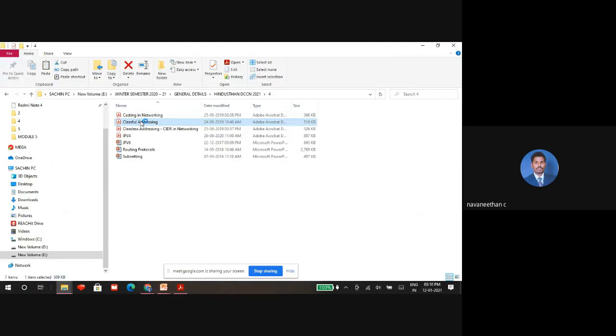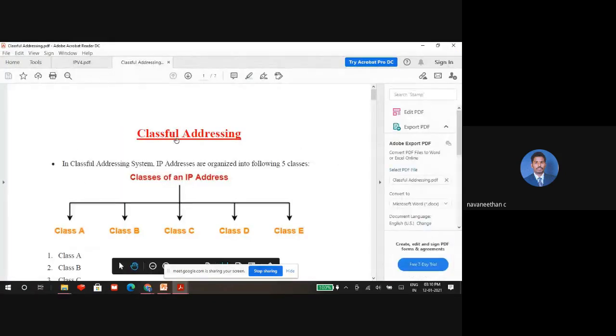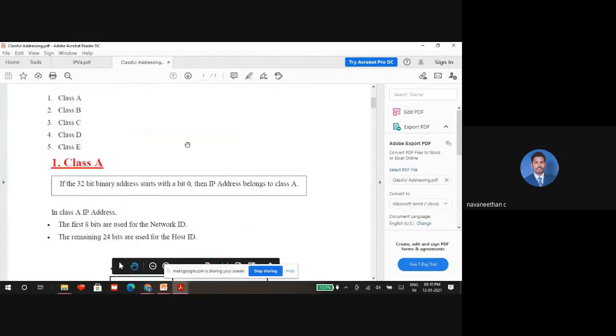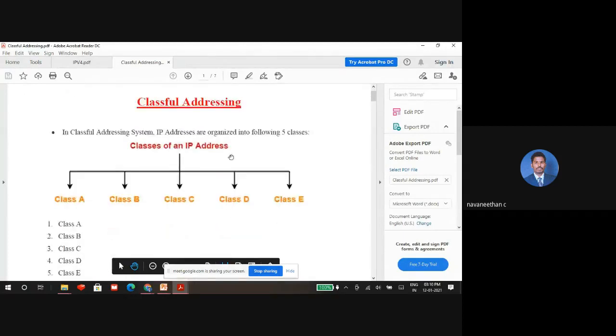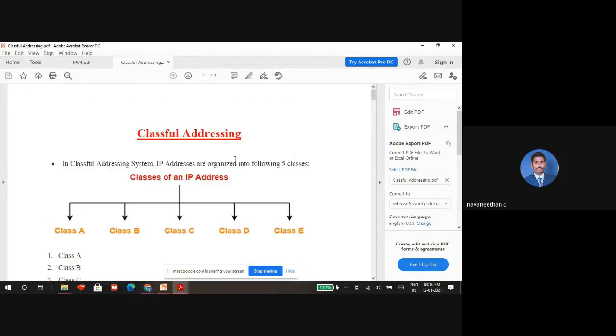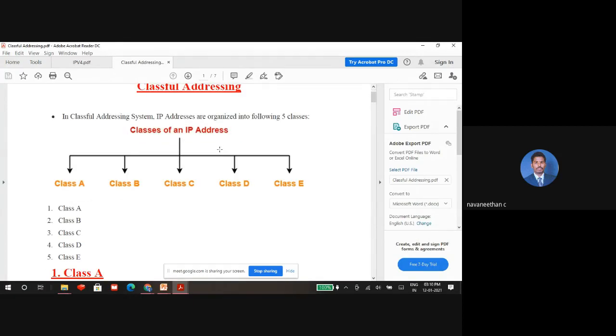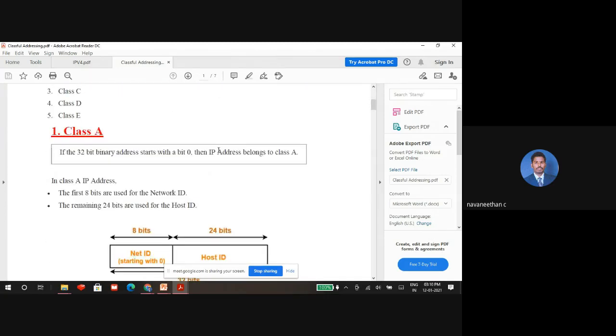Next, with respect to the CIDR problem. With respect to classful, I think we have already seen this one. Again, let me recall it. See here, we are just going for classful. If there is a depletion, then we are going for classless. For classful, we have 5 different classes: A, B, C, D, and E. I just recalled it now.